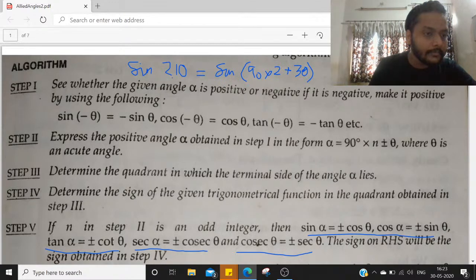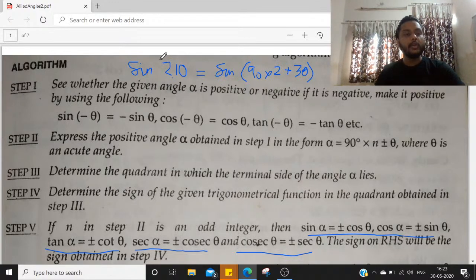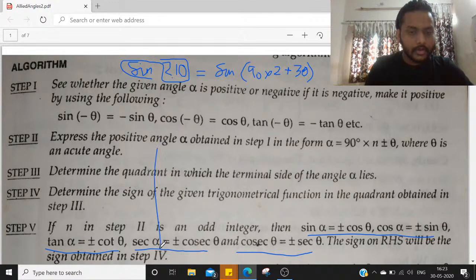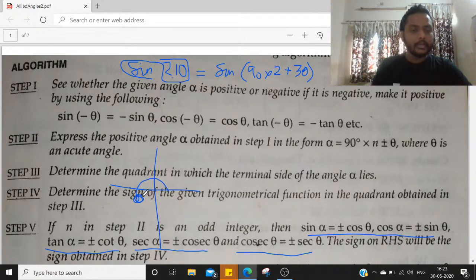Jab aapka ye sine of 90 times 2 plus 30 aa gaya, now your next step is to find out ki aapka 210 degree jo hoga, wo kaun se quadrant mein lie karega aur us quadrant mein aapka sine given trigonometric ratio kaise behave karega. So let's draw the quadrants. You have 0, you have 90, you have 180, you have 210. 210 will be lying in the third quadrant.